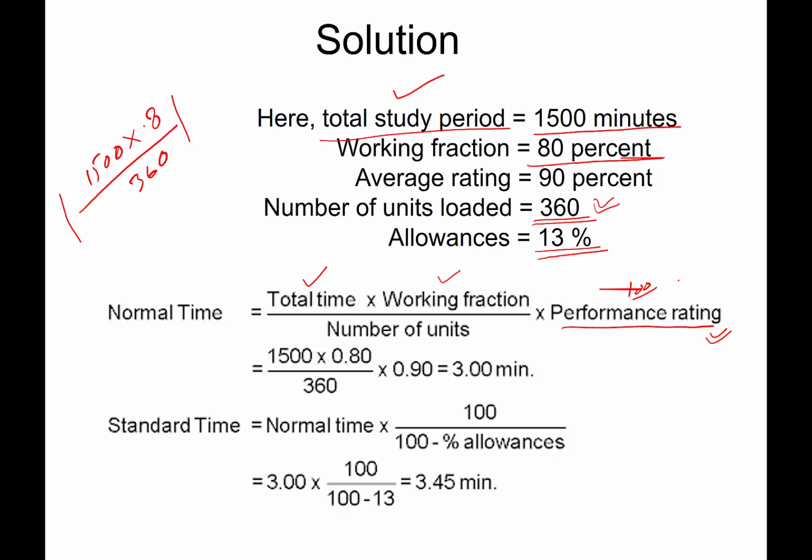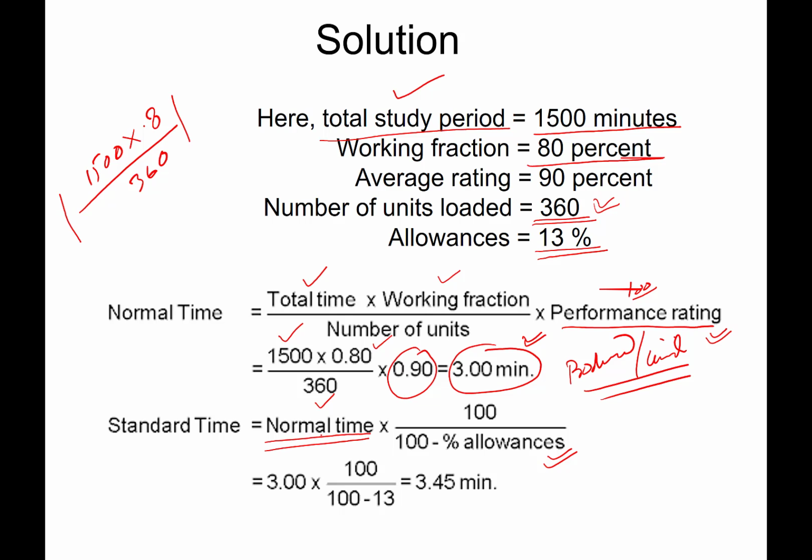Okay, so based on this performance rating, we take 1500 into the working fraction, divided by the number of units produced, times the performance rating. This gives us the time for producing a unit product, per loading of a unit product in this case. So each unit is loaded in 3 minutes. If the allowances are to be added, then the normal time of 3 minutes is multiplied by 100 divided by 100 minus the allowance allowed.